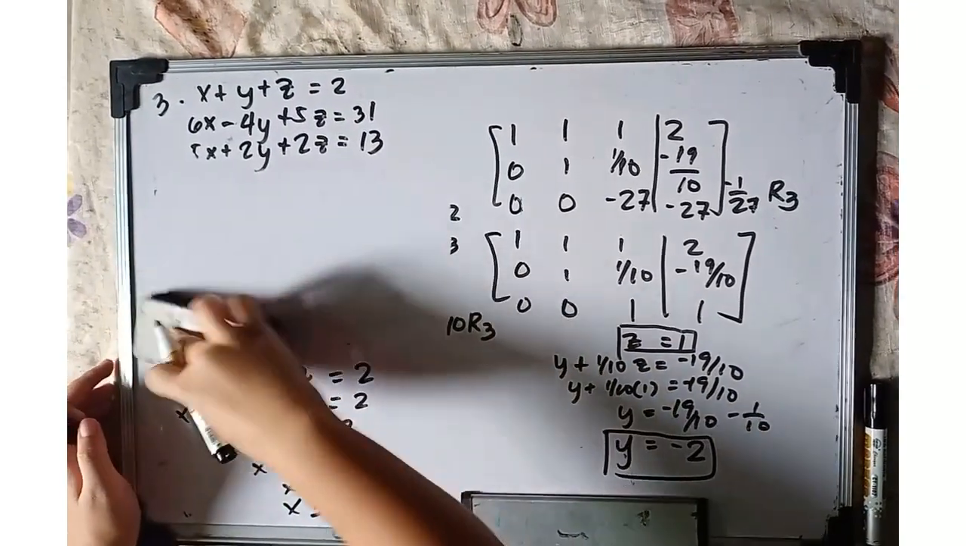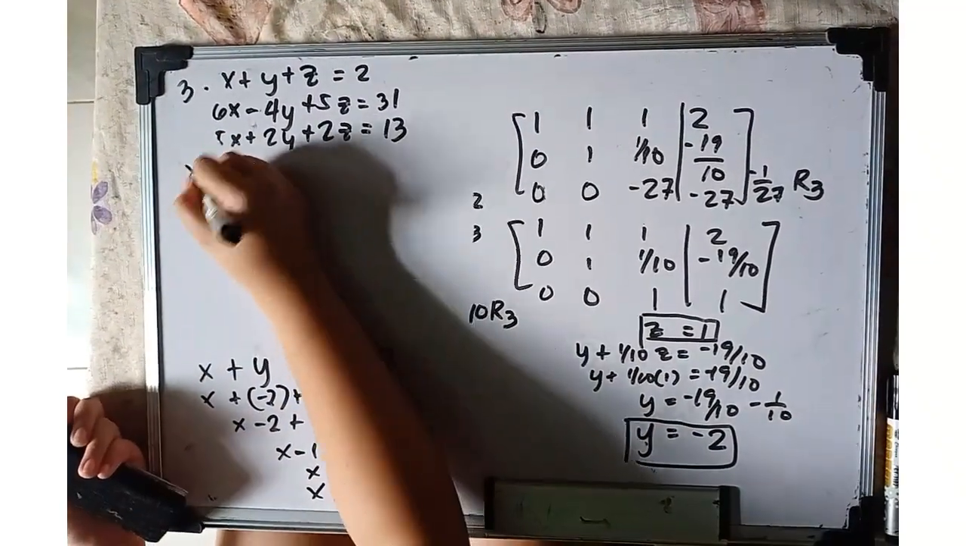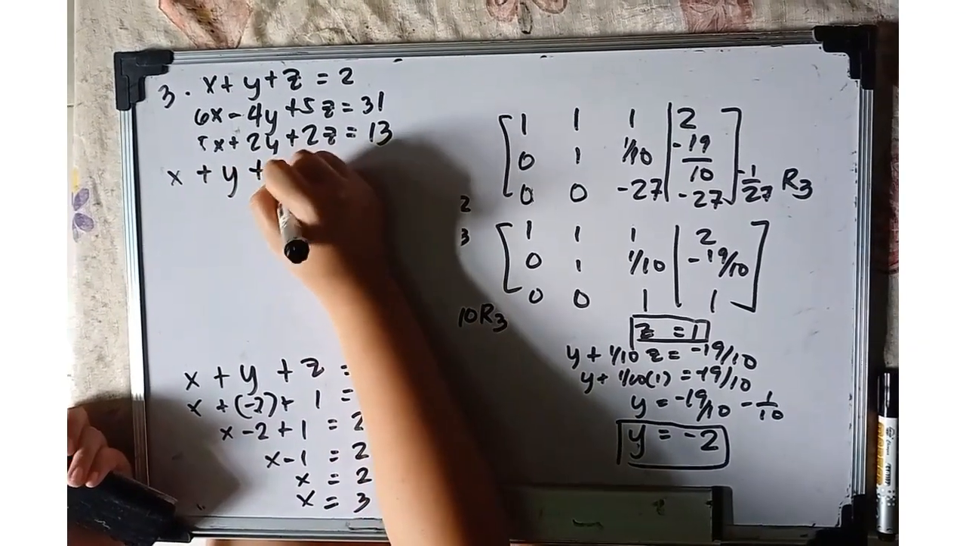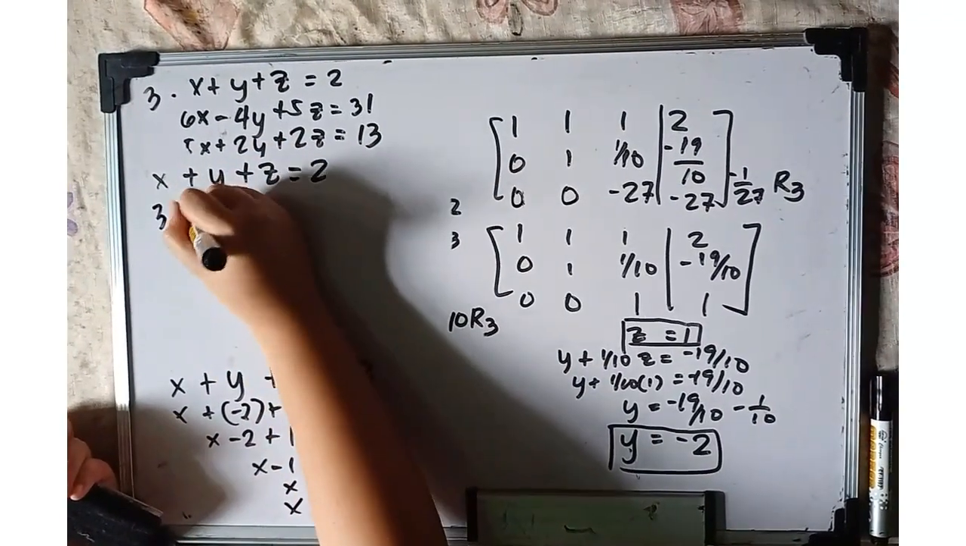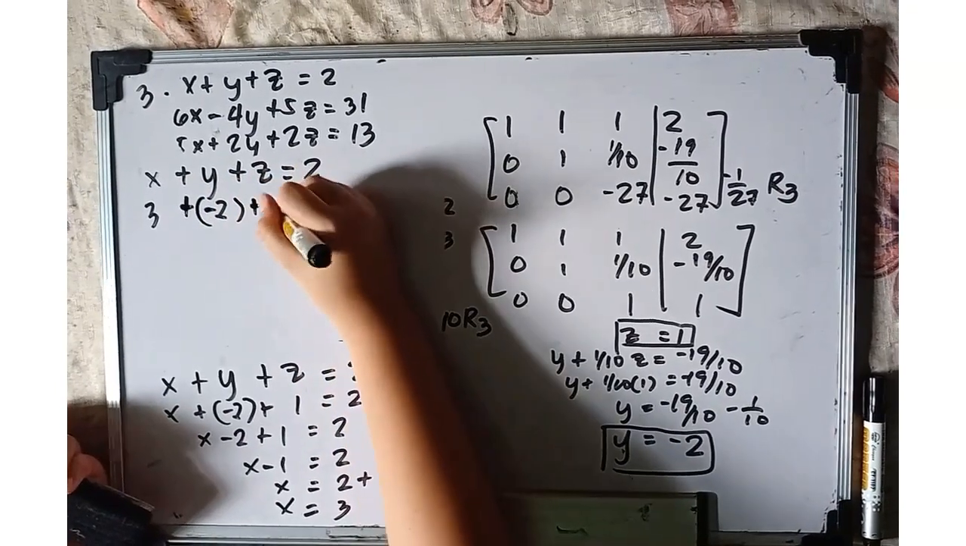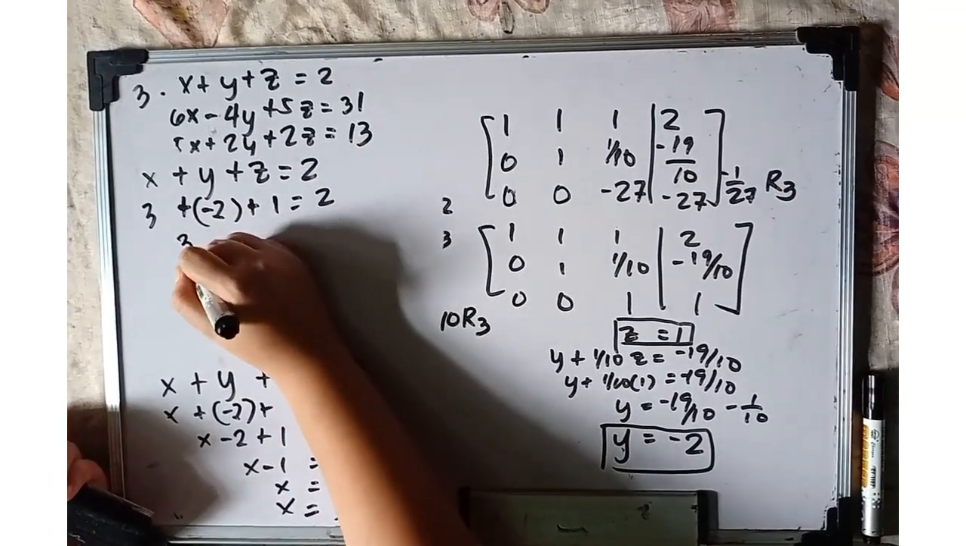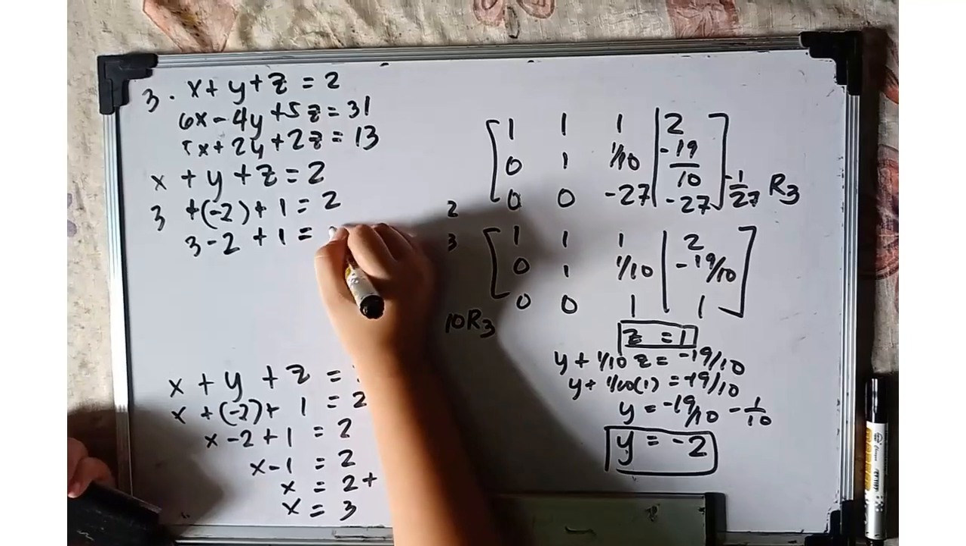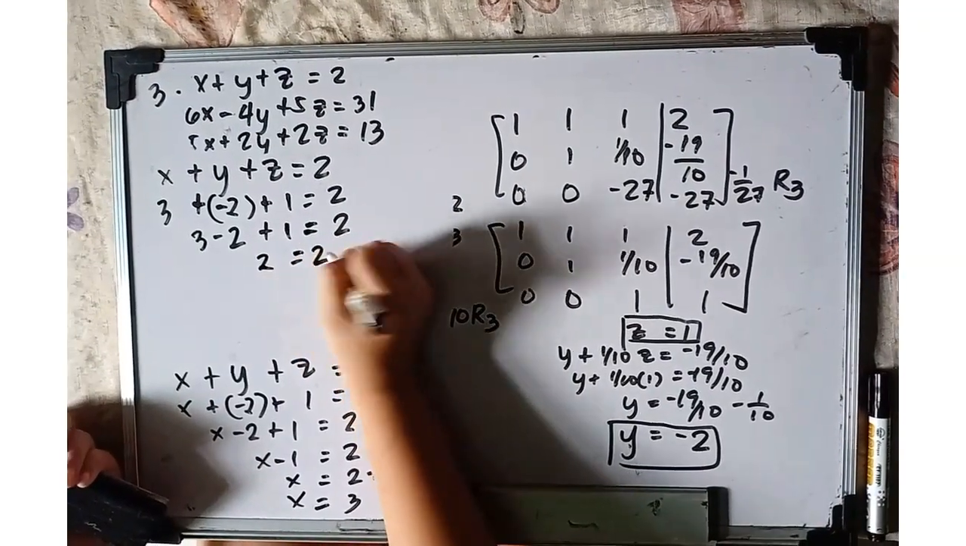Let us check if our values are correct. X plus y plus z is equal to 2. 3 plus negative 2 plus 1 is equal to 2. 3 minus 2 plus 1 is equal to 2. 1 plus 1 is 2, which is equal to 2, correct?